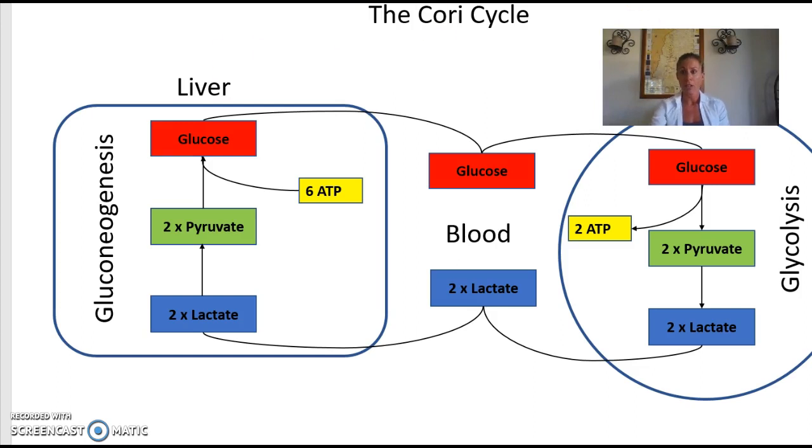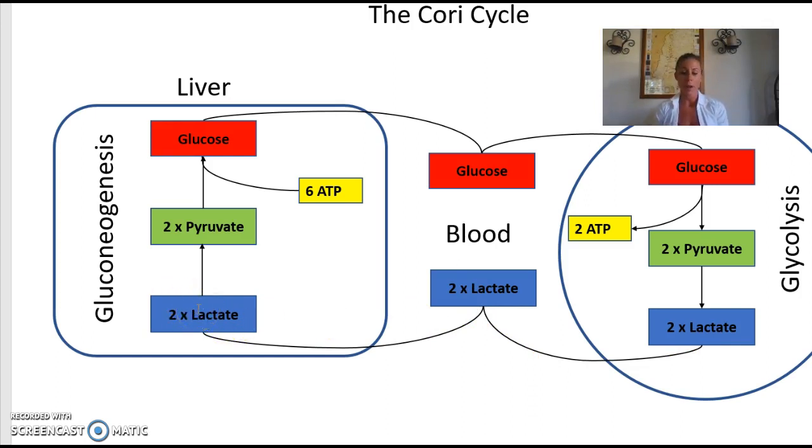So we're going to start over here with the muscle. We've got lactate that's being produced in that muscle, and we're going to look at the relationship between the muscle, lactate, and where it's going in through the liver. So we've got our two lactates here that are being produced in the muscles from the work that we're doing. That is then being transported through the blood and over into the liver through gluconeogenesis.